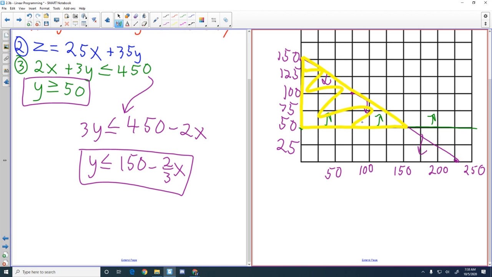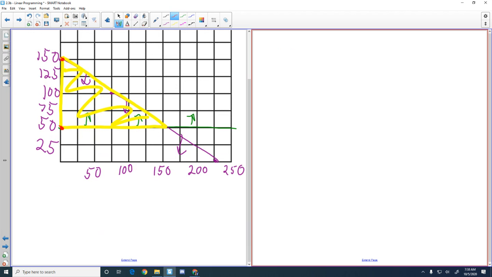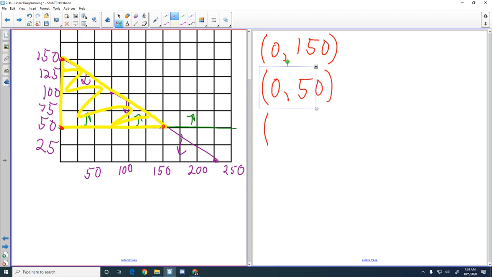So you can shade inside. And then from here, you need to identify those critical points, which are just the corners of it, the vertices. And luckily, based on our scale, we can identify each of these really nicely without having to do substitution or anything. So we can see that our critical points are going to be the one in the top left, 0, 150, then 0, 50, and then this one down here, that's right at 150, 50.